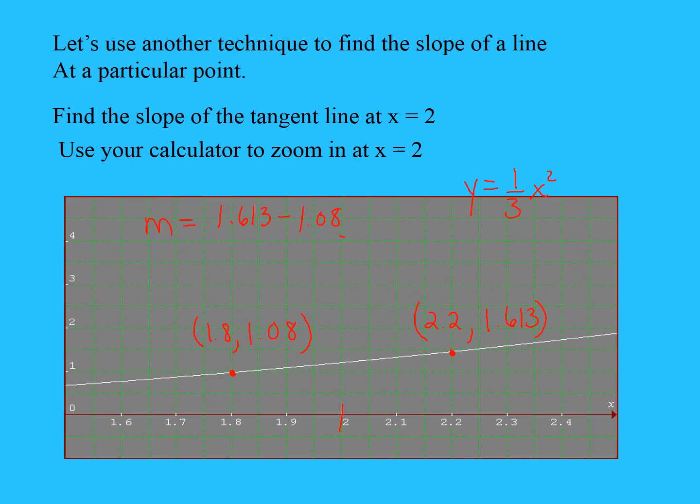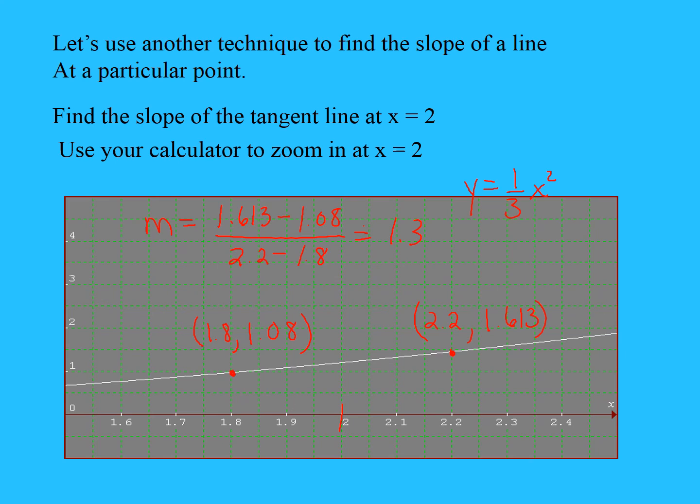And now if we did the calculation, we would find the slope of that line, which would be an estimate for the slope of our tangent line. I'm going to have to write it over our graph here, so we would have 1.613 minus 1.08 all divided by 2.2 minus 1.8, which is approximately 1.3.